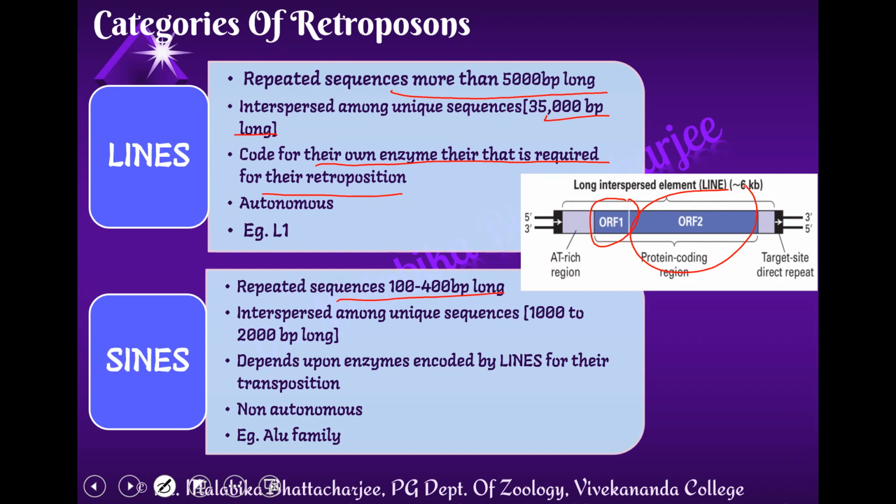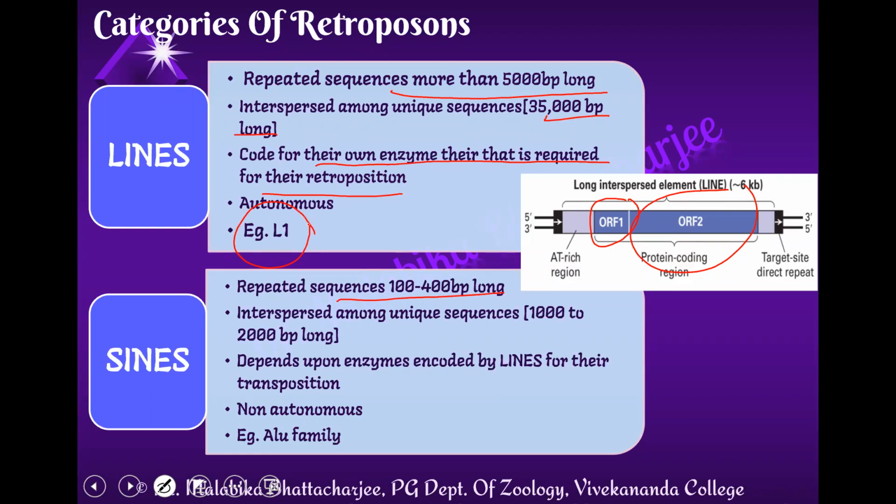And there is a longer open reading frame, which is about 4 kilobase in length, that encodes a bifunctional protein with reverse transcriptase activity and DNA endonuclease activity. So of these two ORFs, one product is an RNA binding protein. The other product, as I said, is a bifunctional protein that has both reverse transcriptase and DNA endonuclease function. An example of LINE elements in the human genome is L1.